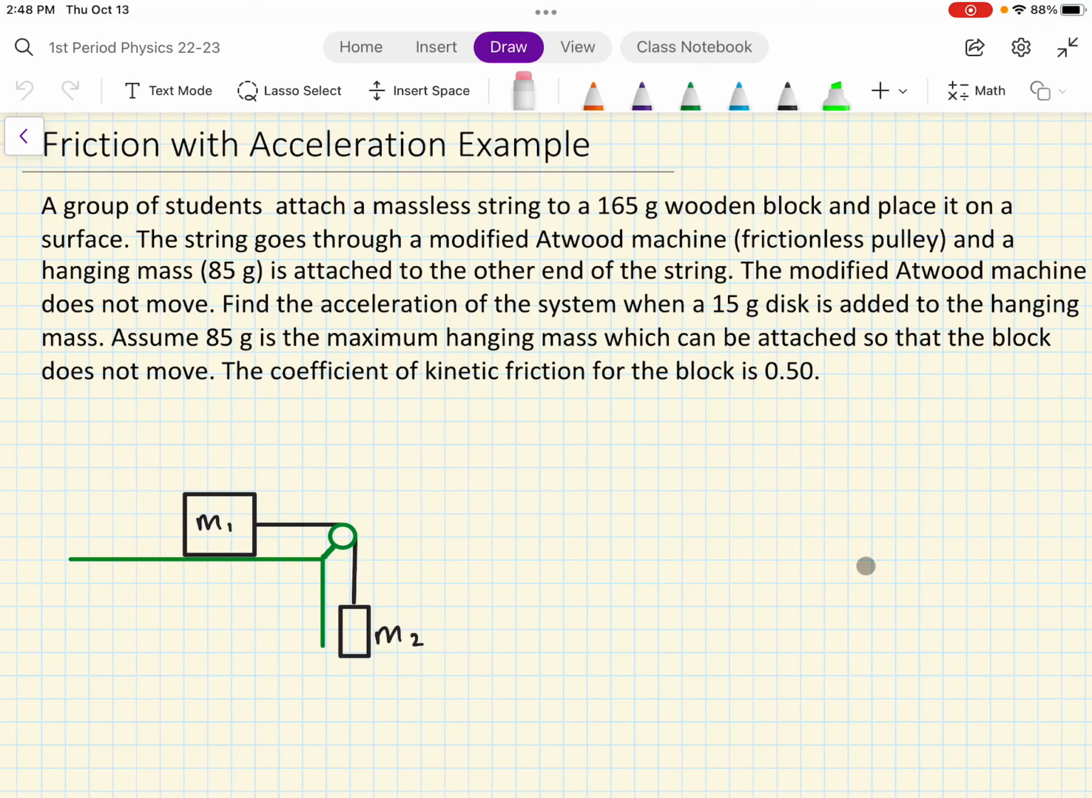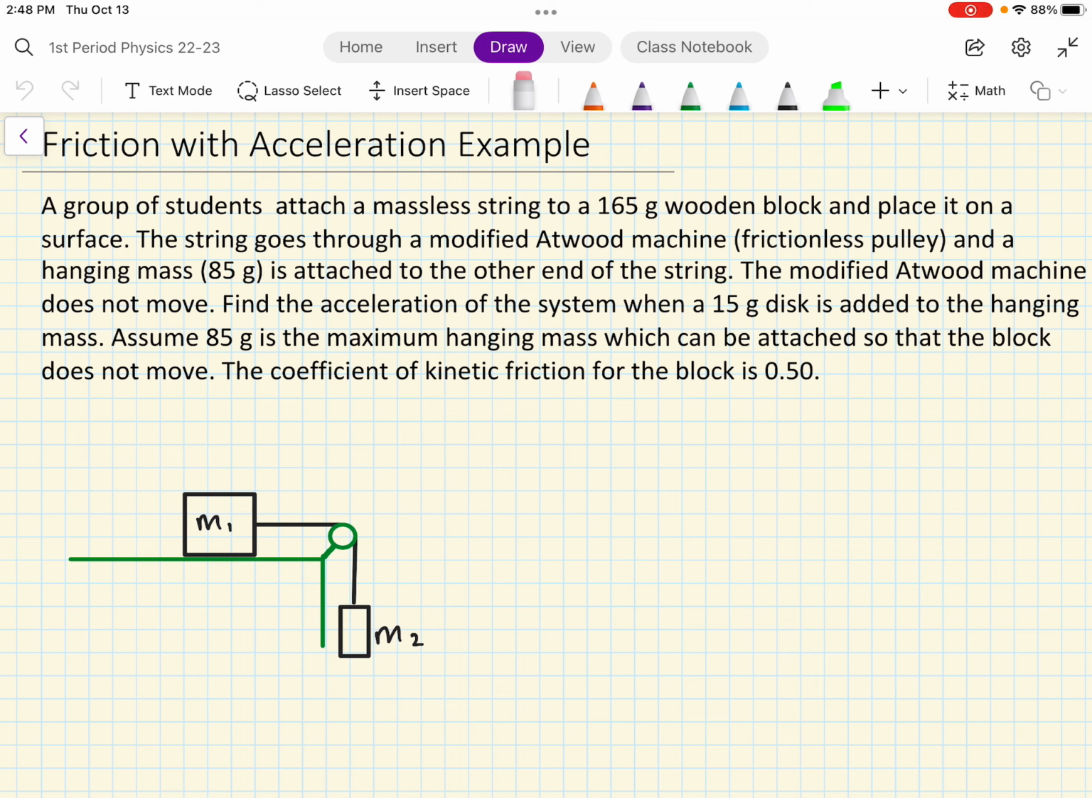Hello everyone, this is a follow-up example for the previous friction problem, which had the modified Atwood machine, this thing over here. I will not explain a few things such as the equation for friction, so make sure you watch the previous video. I think it's called friction example, if you haven't done so already.